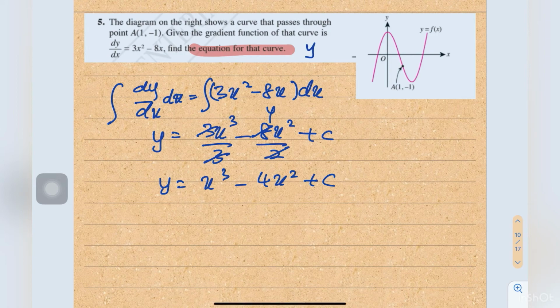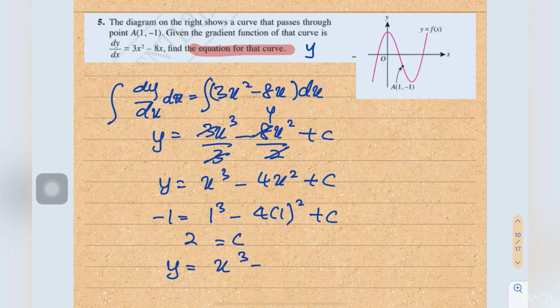From the diagram, you can see point A is on the curve, meaning that the point satisfies the curve. Then you can substitute the point into the equation. So y is -1, x is 1: 1 cubed minus 4 times 1 squared plus c. So here c is 1 minus 1 plus 4, so c is 2. So y equals x cubed minus 4x squared plus 2.